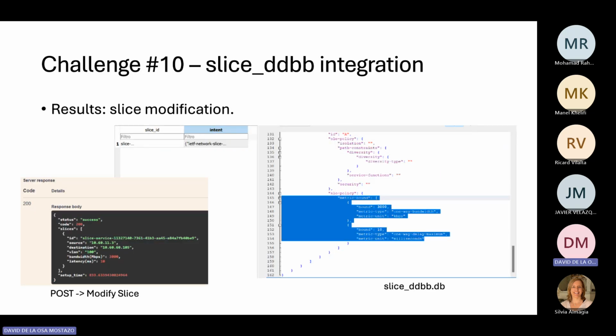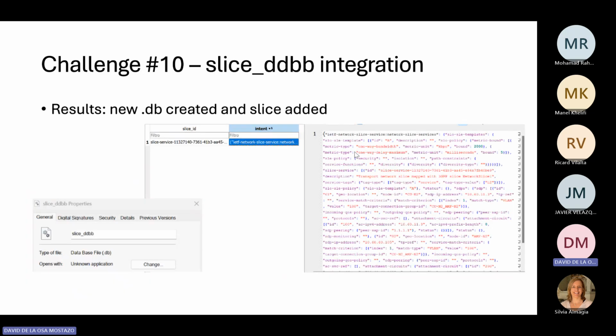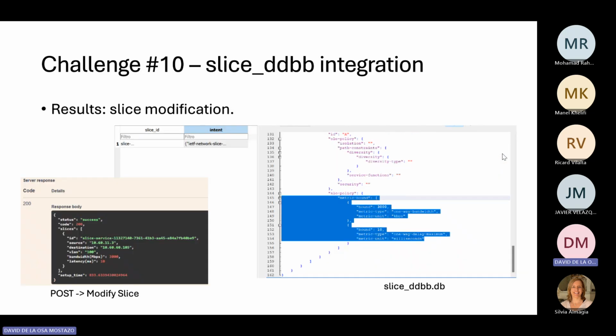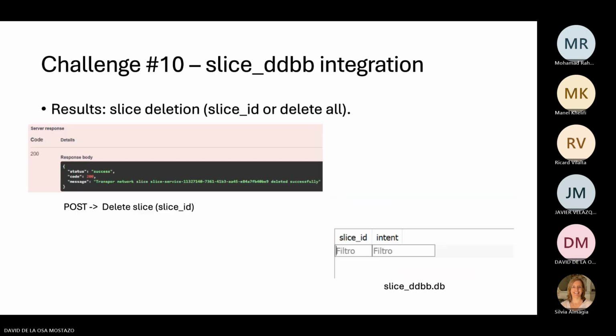And then if we do the modification, obviously it's going to check the slice ID and modify the slice that we want. So here, again, we can see in the metrics it's 2005 milliseconds. And then here we have now the 3010 milliseconds. So it's updated in the database. And then the same to delete a slice or delete all slices. If we post it, we just delete it in the database.